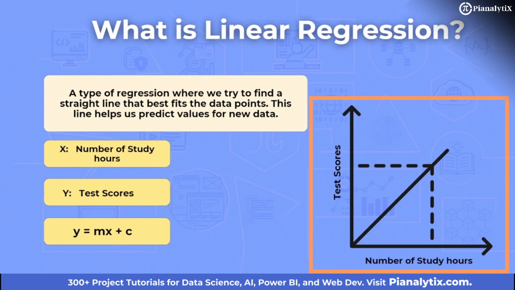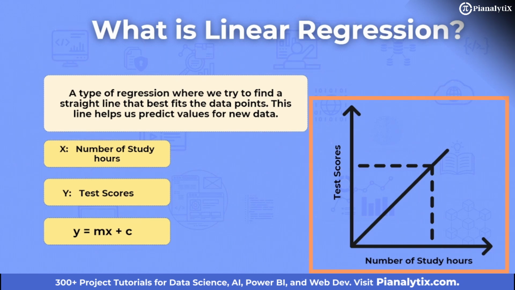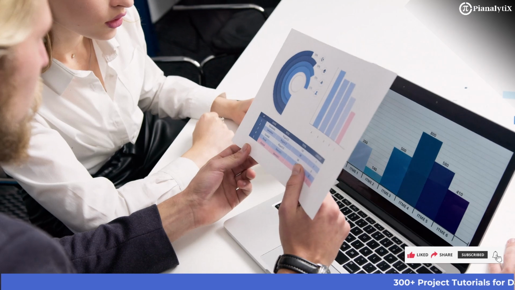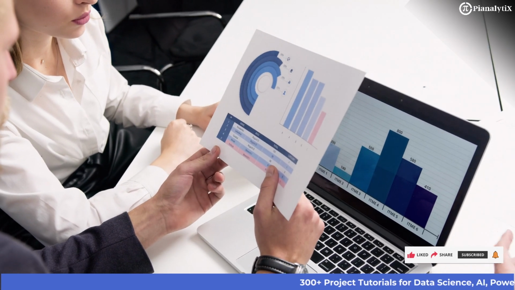So, what is linear regression? It's a specific type of regression where we assume the relationship between the variables is linear. That means a straight line. It's one of the simplest yet most powerful techniques in machine learning. With linear regression, we are specifically trying to find the straight line that best describes the relationship between the input and output. This line helps us predict values for new data.